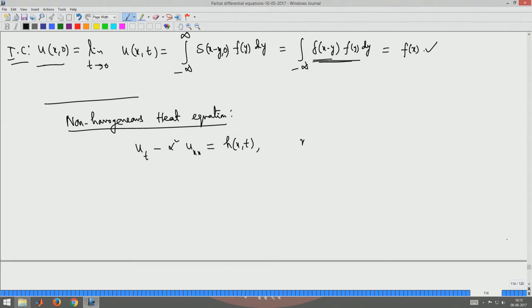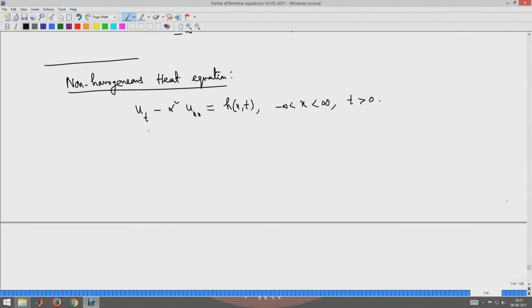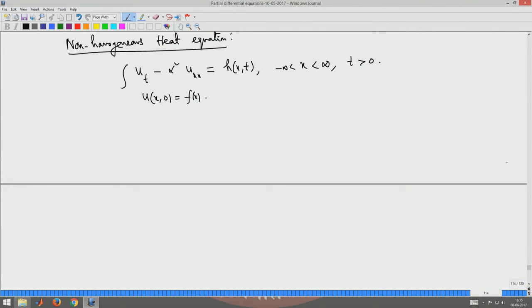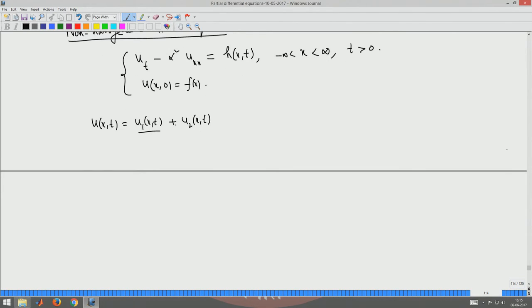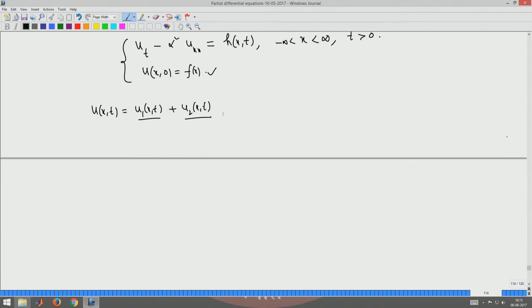So if you do this between minus infinity and infinity and t is positive, how do I solve this non-homogeneous equation with the initial data u at x 0 equal to f x? To solve this non-homogeneous equation, we try to write u of x t as u1 of x t plus u2 of x t like earlier. So u1 will solve the homogeneous equation with the initial data, and u2 solves the non-homogeneous equation with 0 initial data. We will see this.